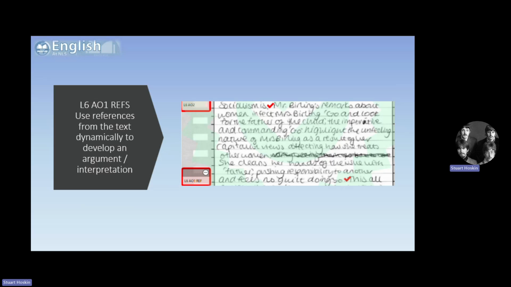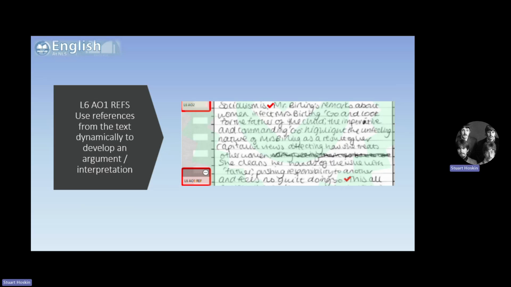And you can see here is another example from that same previous essay we had on Inspector Calls, where he talks about Mr. Burling's remarks about women. In fact, Mrs. Burling, go and look for the father of the child. The imperative and commanding go highlight the unfeeling nature of Mrs. Burling as a result of her capitalist views, affecting how she treats other women. She cleans her hands of the issue with father, pushing responsibility to another, and feels no guilt doing so.